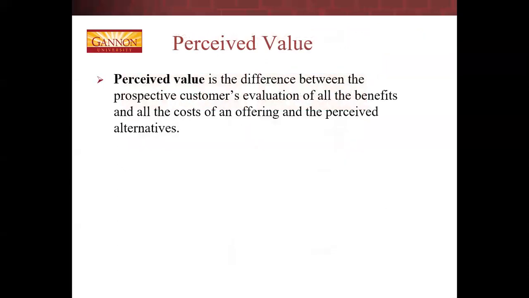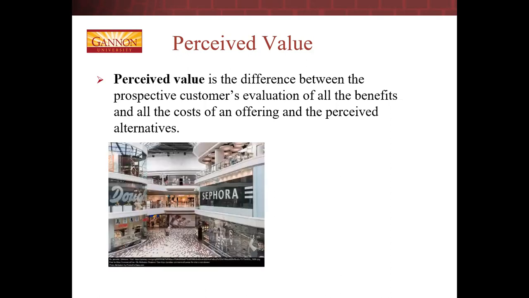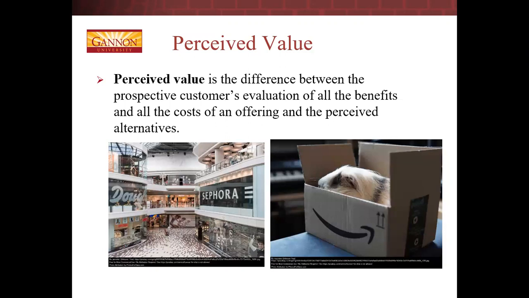So perceived value is something, right? Perceived value is the difference between the prospective customer's evaluation of all those benefits and all the costs. And so we have a lot of different types of perceived value, right? There's one type of perceived value in going to a high-end shopping mall. I don't remember the last time I was in a shopping mall, or getting your guinea pig. Hopefully, you don't get a guinea pig in Amazon. But there are different types of alternatives, and the perceived value here is ease and convenience.